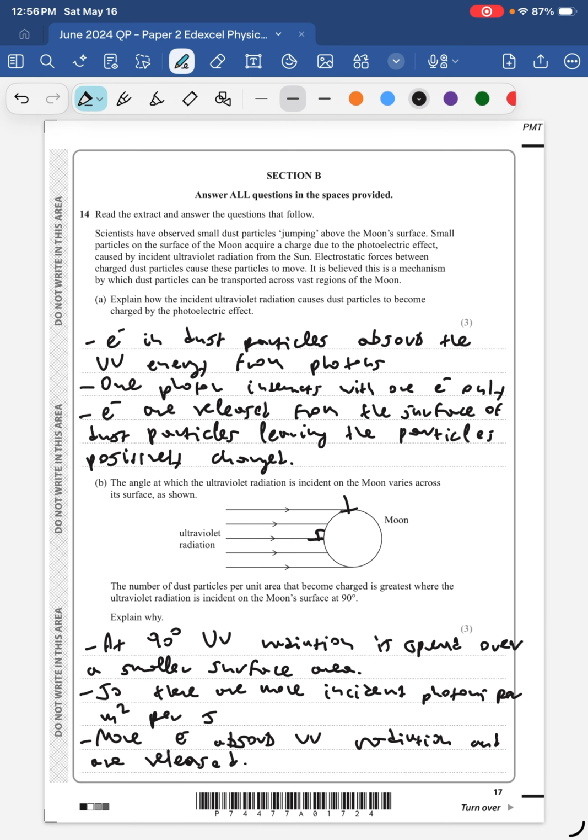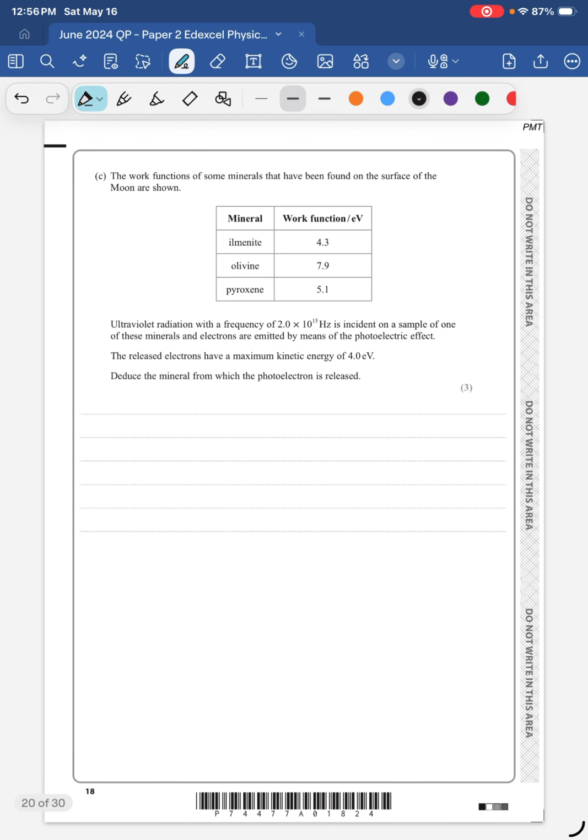Move on. Part C. The work functions of some minerals that have been found on the surface of the moon are shown. UV radiation with a frequency of 2 times 10 to the 15 hertz is incident on a sample of one of these minerals, and electrons are emitted by means of the photoelectric effect. The released electrons have a maximum kinetic energy of 4 electron volts. Deduce the mineral from which the photoelectron is released.